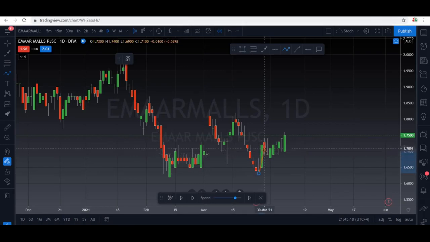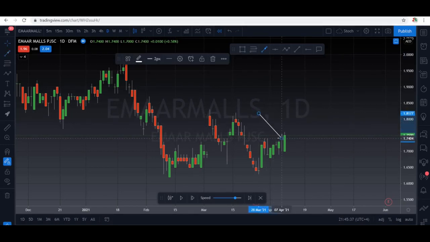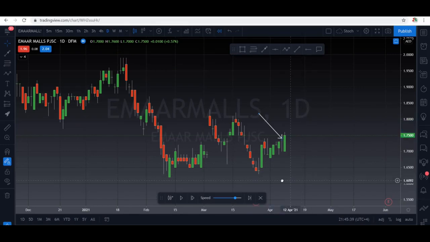Okay, this was the low, it pushed to the upside, came back for a correction, and now it has closed above the previous swing or previous candle's high. This is a good time to enter the trade. Let me delete this one and let me mark the entry level. Our entry should be right here once it crosses the previous candle's high.